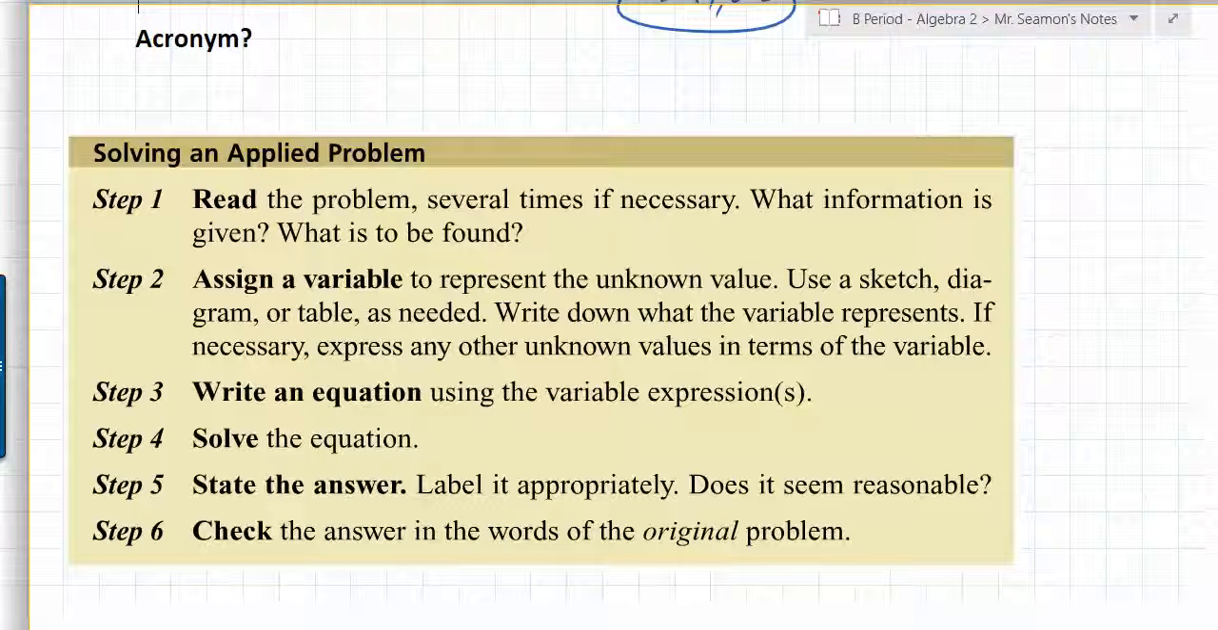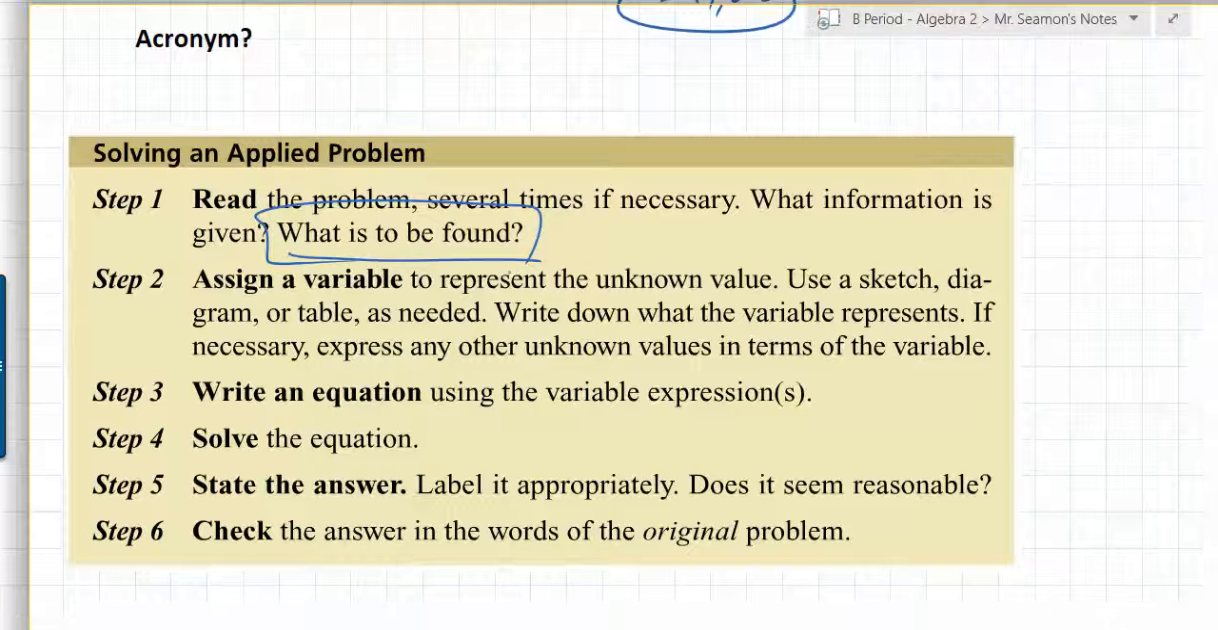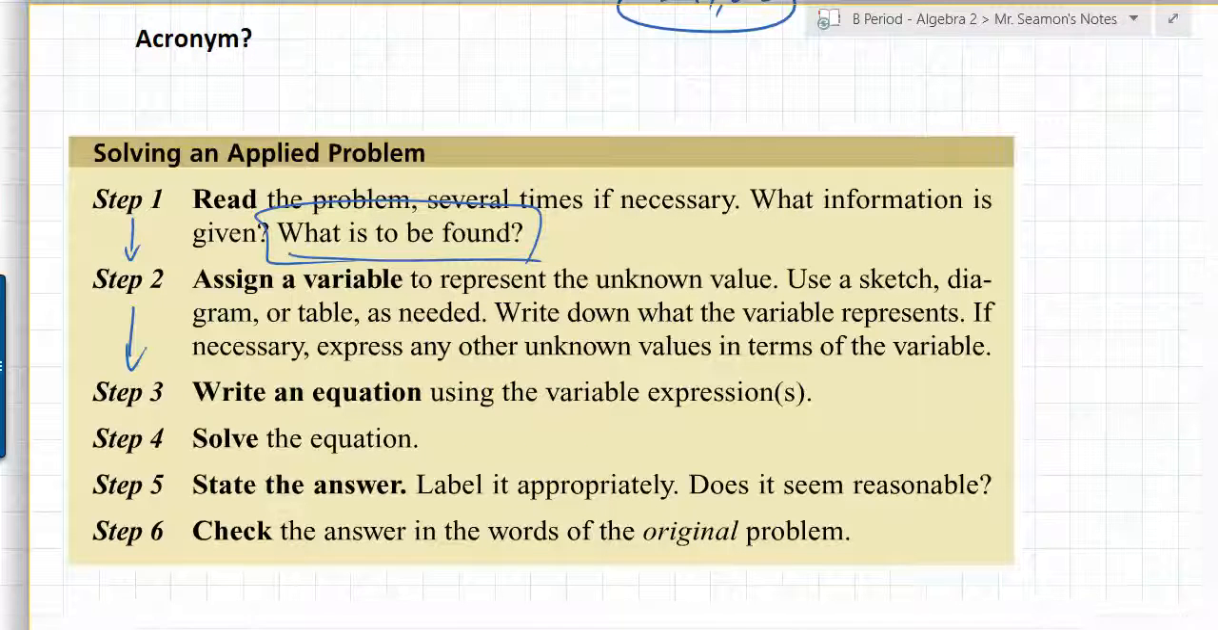Thank you. So the first thing is read the problem several times if necessary. And then, as we already talked about, what are we looking for? One of the questions we just did was how much money goes into each account. Then assign a variable, then write an equation. You see these first three? Don't try to do them all at once. Then you solve, then you state the answer. Actually, tell me what the answer is. And then check if you have time. Make sure it makes realistic sense.